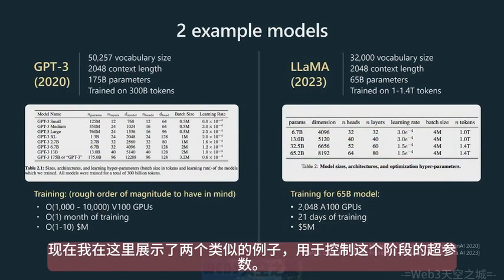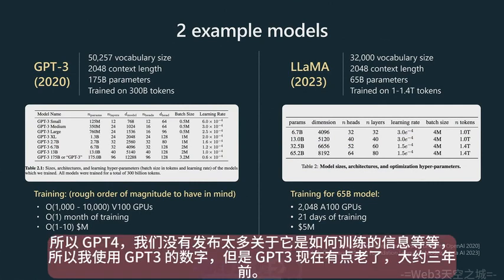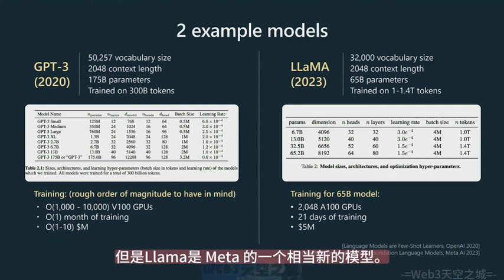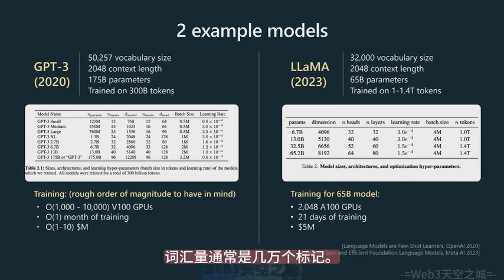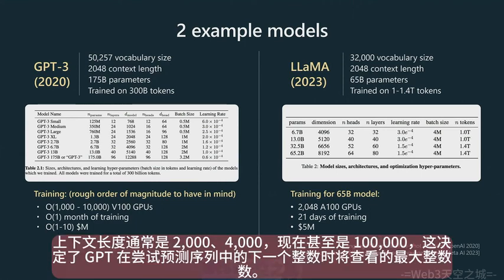Now, here I'm showing two examples for hyperparameters that govern this stage. So GPT-4, we did not release too much information about how it was trained and so on, so I'm using GPT-3's numbers. But GPT-3 is, of course, a little bit old by now, about 3 years ago. But Llama is a fairly recent model from Meta. So these are roughly the orders of magnitude that we're dealing with when we're doing pre-training. The vocabulary size is usually a couple 10,000 tokens. The context length is usually something like 2,000, 4,000, or nowadays even 100,000. And this governs the maximum number of integers that the GPT will look at when it's trying to predict the next integer in a sequence.